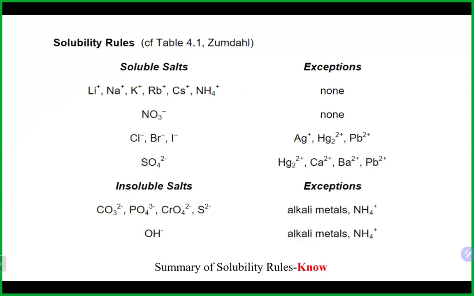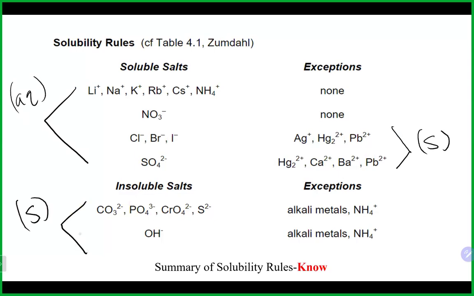Here's another version of that from your book. Basically everything on this side should be aqueous and no solid forms. If you have any of these exceptions, they will be a solid. Everything over here is typically solid, but if you have any of these exceptions down here, they will become aqueous. So again, these are your solubility rules that you do need to know, and they expect you to know them. This is a table from your book, which might be an easier way to look at it. Any questions on that there?